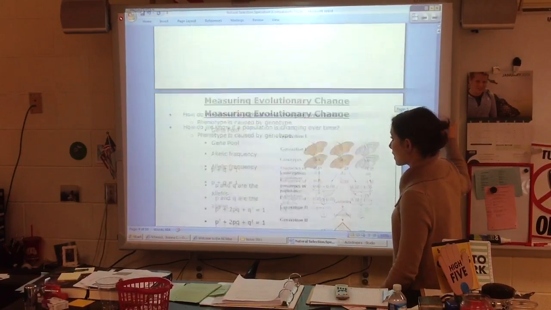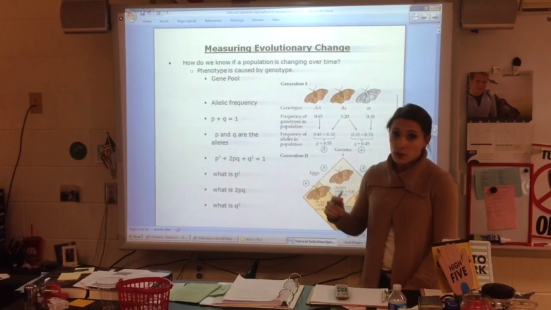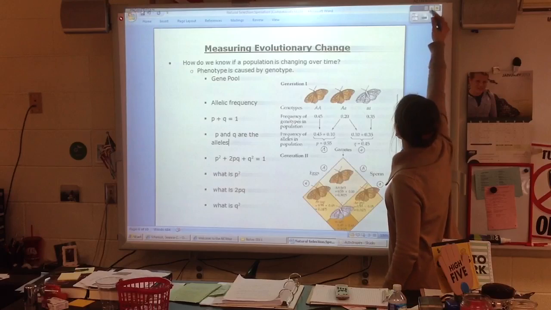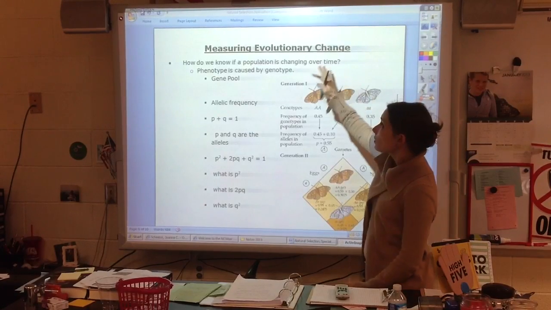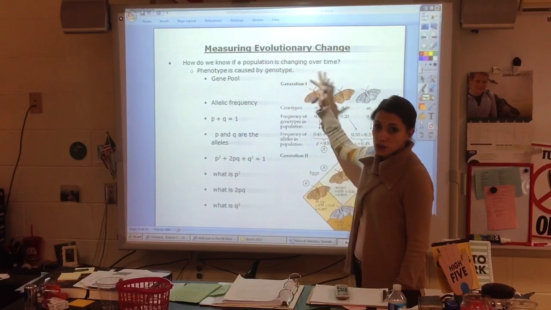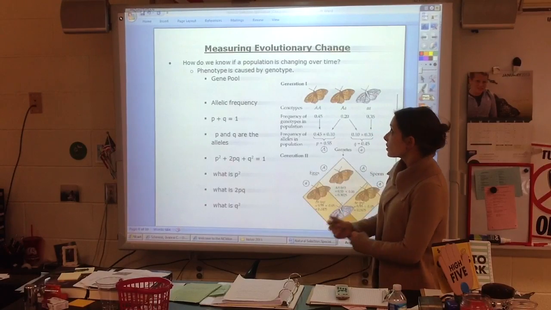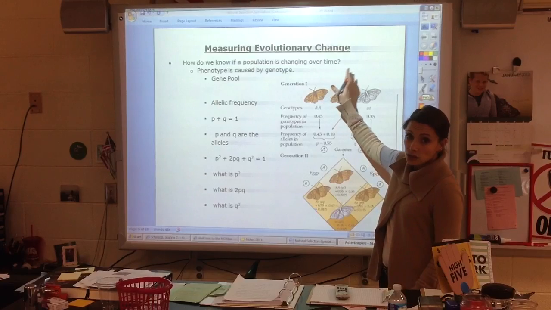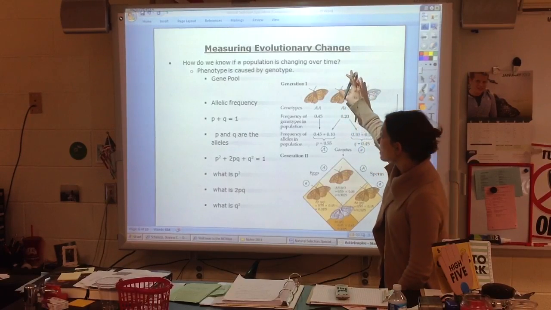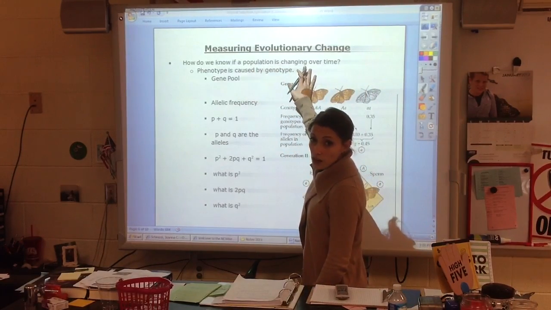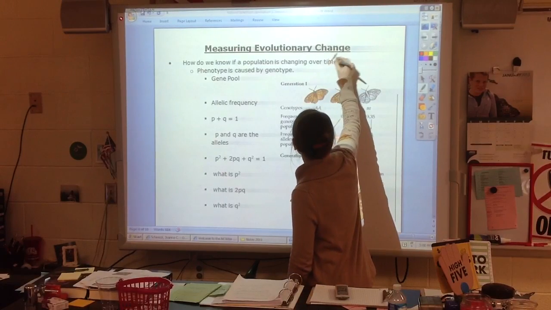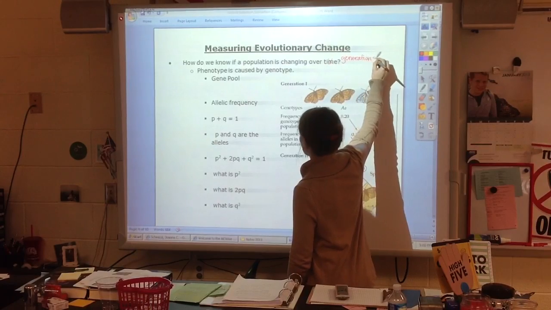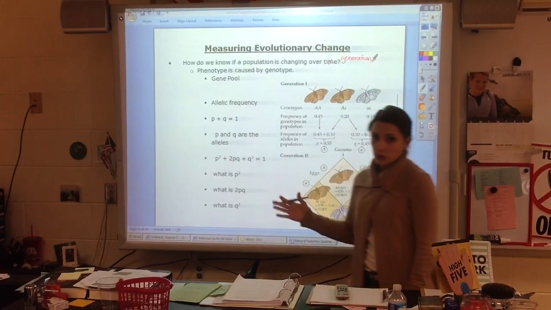But the best thing in science is when you can quantify it, when you can actually measure it with data. So what we're doing is we're looking at some tools that will help us measure evolutionary change. And so the big question that we're answering is, how do we know if a population is changing over time? That is kind of the definition of evolution. And really, if we want to be even more specific, we would say over generations. So how do we know?